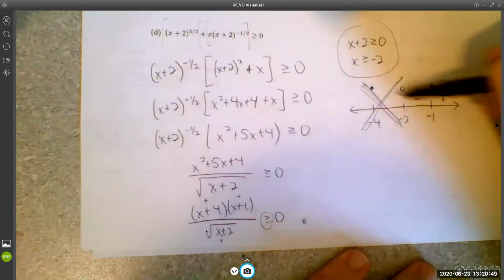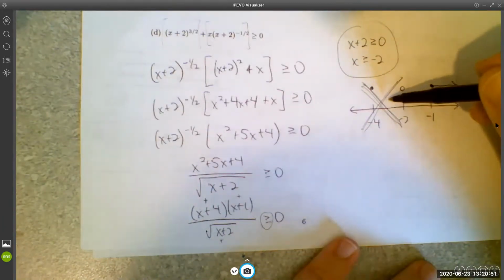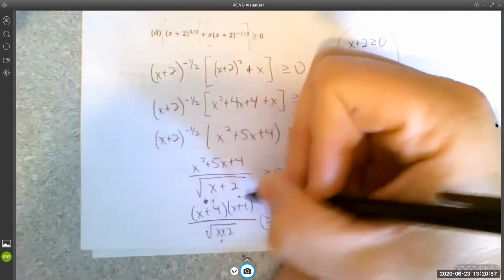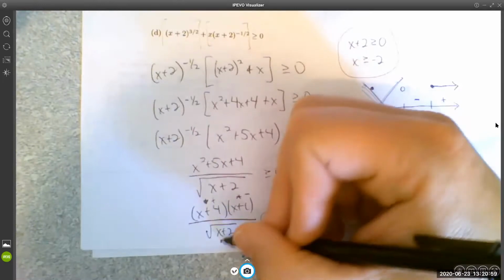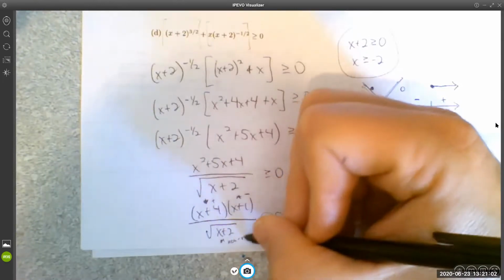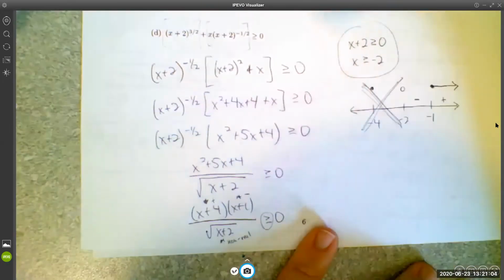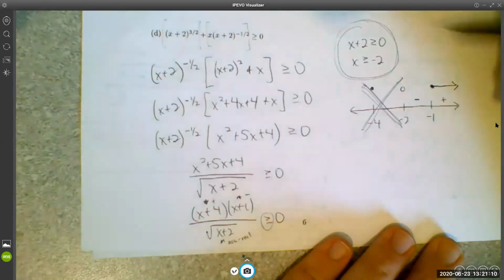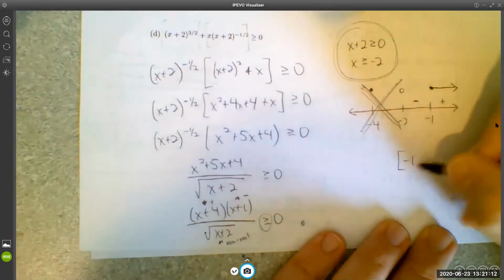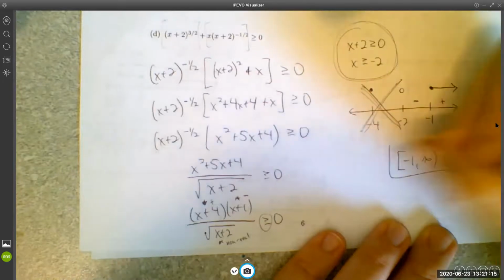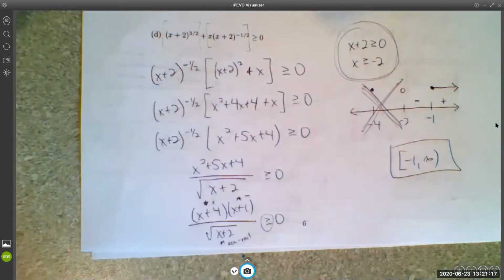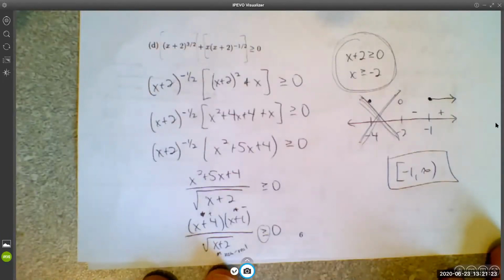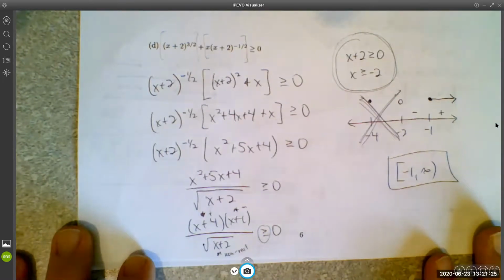Notice that if I tried plugging in something less than -2, I would end up with some nonsense. If I plugged in -3, I would get a positive, a negative, and then a non-real. So it's impossible to say if that's going to be bigger than or equal to 0. That's why this restriction comes into play. So really our solution set is just -1 to infinity, and that's that. So anyway, hopefully that gives you a good idea about how to solve these inequalities. You just have to keep your head and think through things logically.